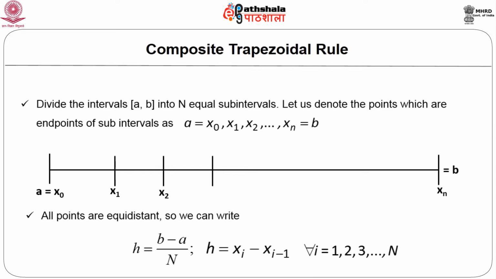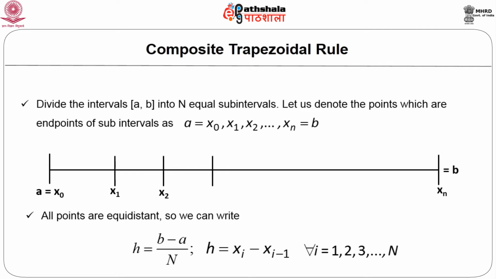That is not necessary, but for ease of convenience of application of the formula, we divide the interval into n equal subintervals. So as shown in the figure, we get the points x0 is our a, x1, x2, x3, x4, xn equal to b, and all these points are equidistant, and the length of every subinterval is given by b minus a by n, where n is the number of subintervals, and our h is given by x_i minus x_(i minus 1) when i runs from 1 to n.